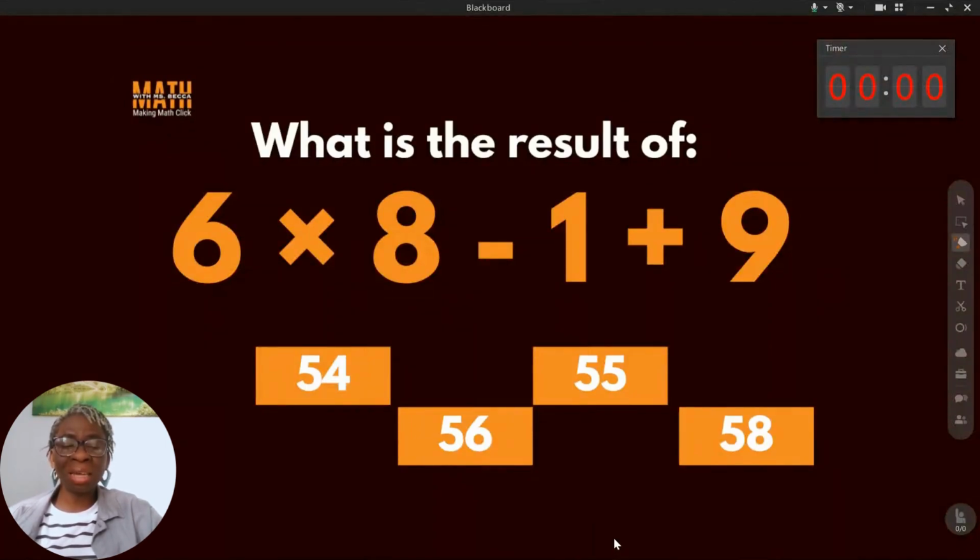Can you answer each question in 10 seconds? You have 5 questions in total. So this is the first question and your time starts now.